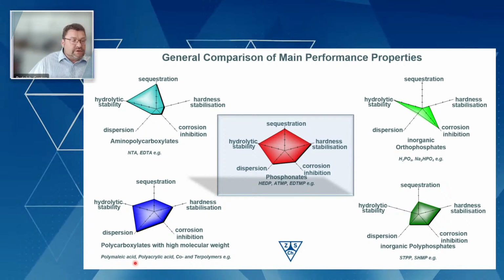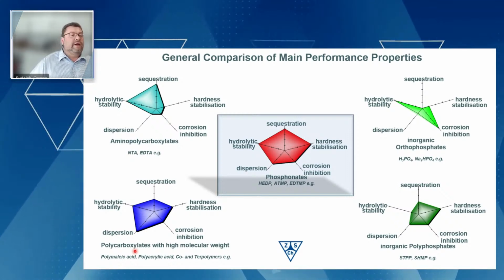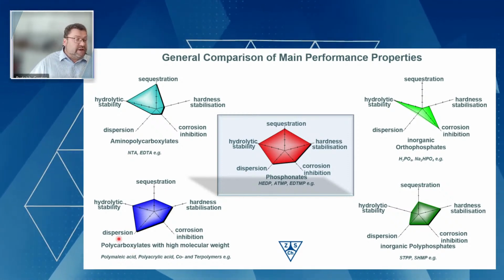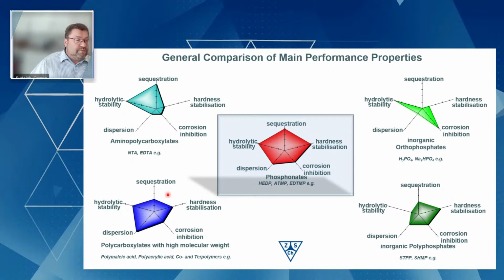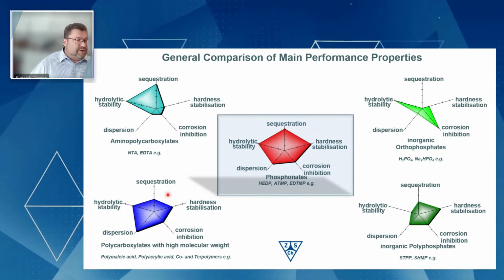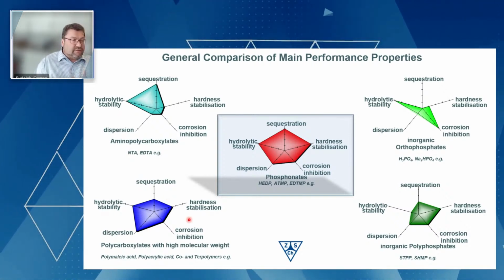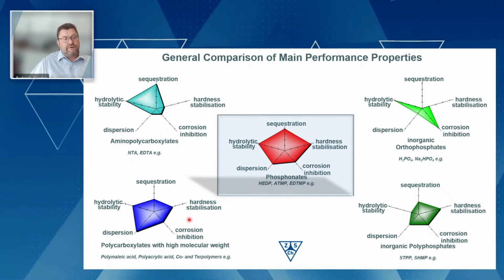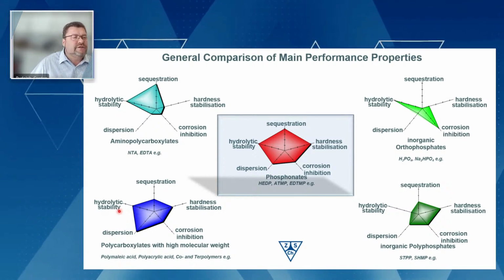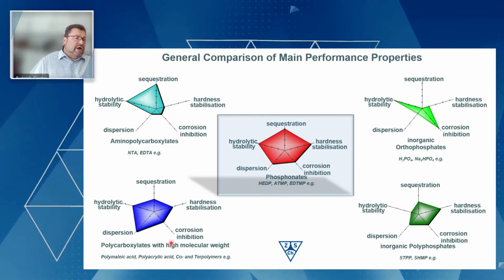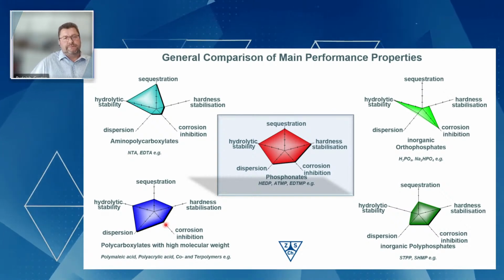If we speak about polycarboxylates, that means polyacrylates or polymaleates with high molecular weight, then we do have, of course, the dispersion effect. Polymers are known for their dispersion properties. We do not have any sequestration because no chelates form, simply due to the size of the molecule. We have some hardness stabilization, surfaces are covered, and also a little bit of corrosion inhibiting properties. From the hydrolytic point of view, it's not that stable in comparison to EDTA, but it is rather stable. So an overall performance portfolio could look like this spider diagram here.